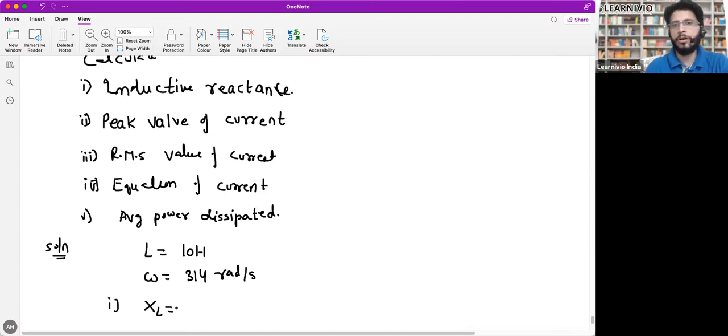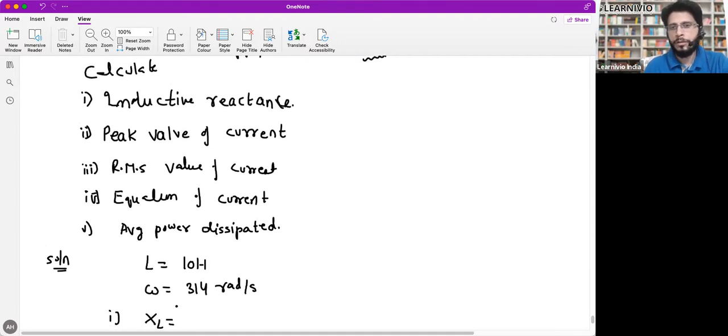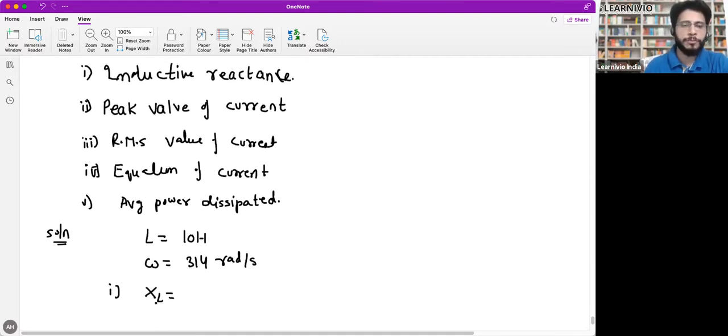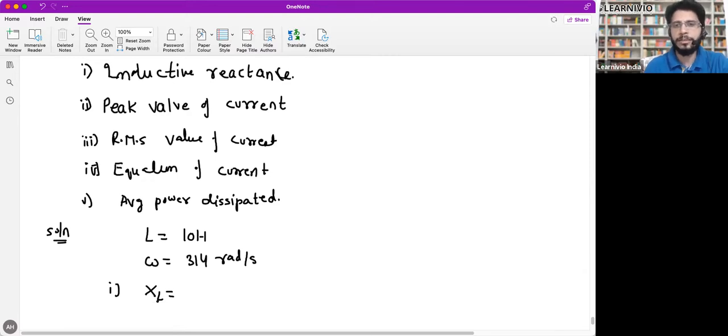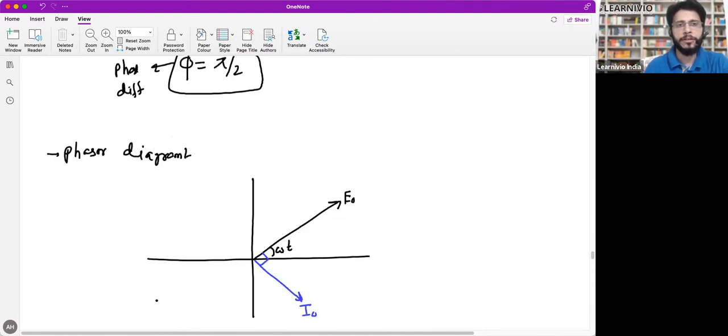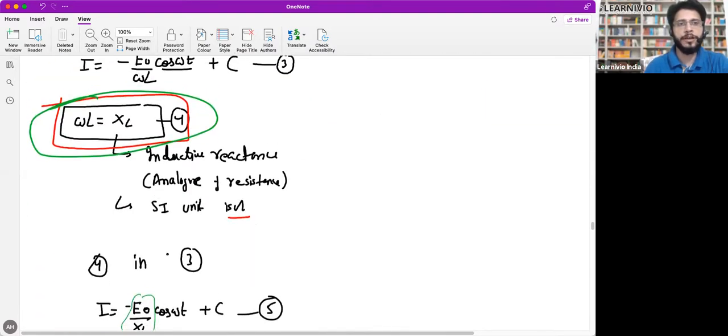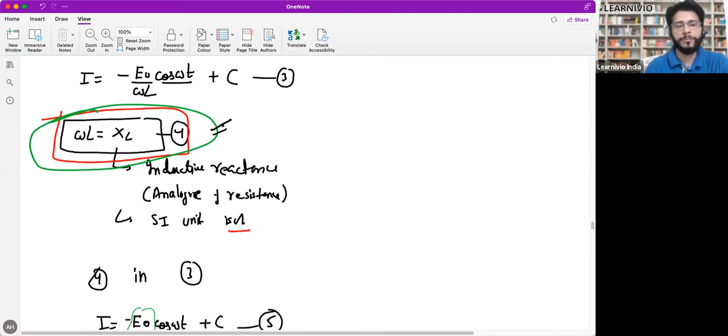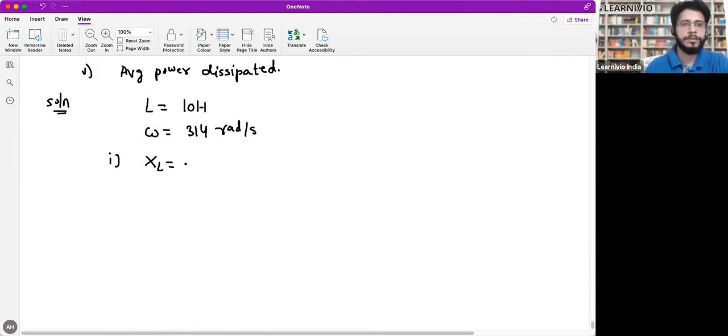First part. How much is XL now? Fatma, what's the relation for inductive reactance, XL? Omega L. Very good. See, this is inductive reactance. XL is omega into L. Your omega is 314. This is 10. And you get 3140 ohm. That's XL.